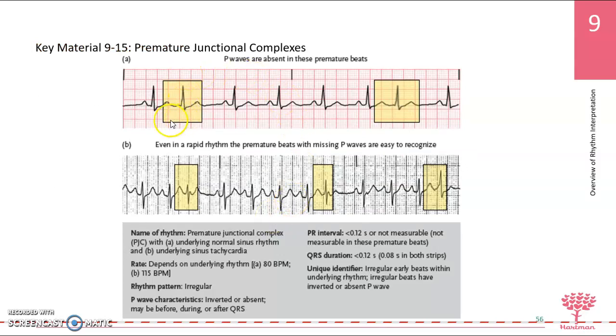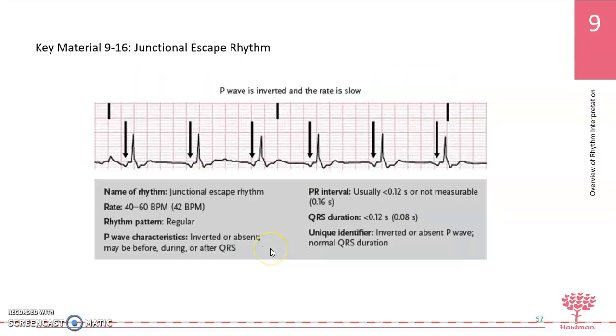Premature junctional complex here. See, this is a normal complex. You've got P, QRS, T, but then there's no P here, and then another QRS and T. So the P wave is absent in these premature beats, but this is normal, normal again, normal again, normal again, but then you don't have that P wave again. So this is like an intermittent junctional rhythm. Same thing here. So that's how you see that. The junctional escape rhythm is when the P wave actually goes inverted. It goes upside down. So you can see that here.